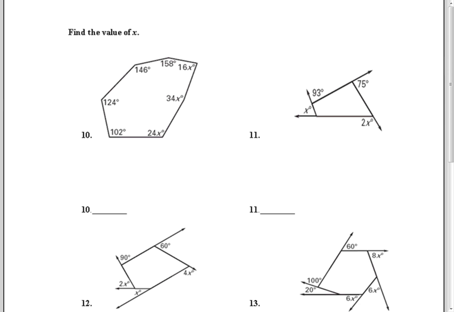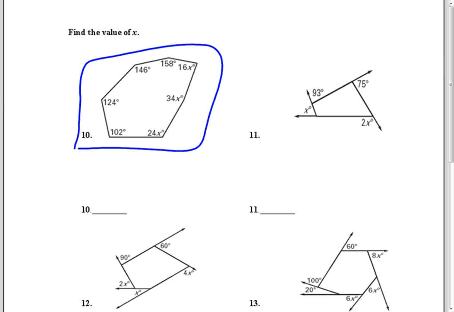For some reason, as soon as people turned the page, they thought that everything on this side was exterior. Is this problem exterior? No, that's another interior problem. So you should have been doing n minus 2 times 180. That one turned out to be x equals 5.